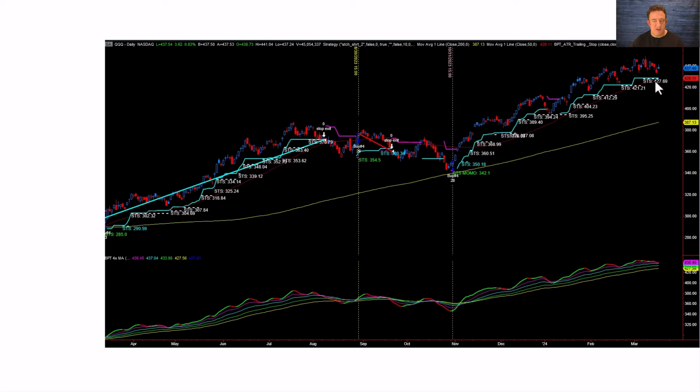Again, smart trailing stop remains at 427.70 roughly. So it's pretty nicely protected here, a little tighter than on the S&P. Nice entry back here on October 31st, about 3 days off the lows.